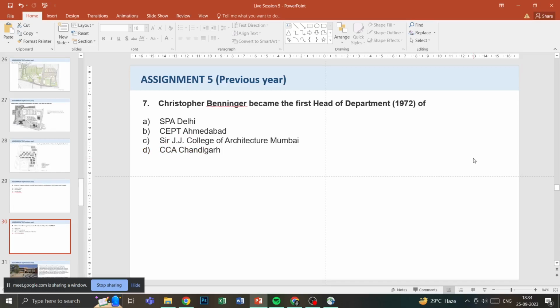Coming to question number 7, Christopher Benninger became the first head of department in 1972 of SPA Delhi, CEPT Ahmedabad, Sir J.J. College of Architecture Mumbai, or CCA Chandigarh.